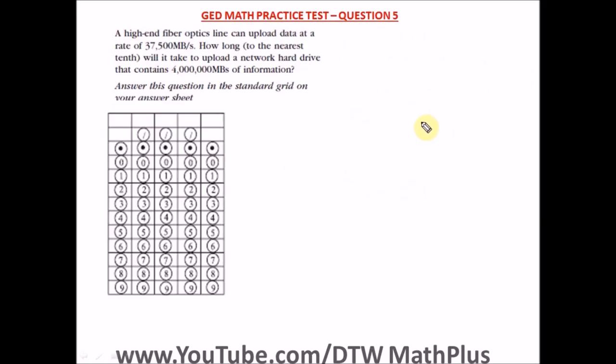Question 5 of the GED math practice test, part 1, the part with calculator. It says a high-end fiber optics line can upload data at a rate of 37,500 megabytes per second. How long, to the nearest tenth, will it take to upload a network hard drive that contains 4 million megabytes of information? So how long, that is time.